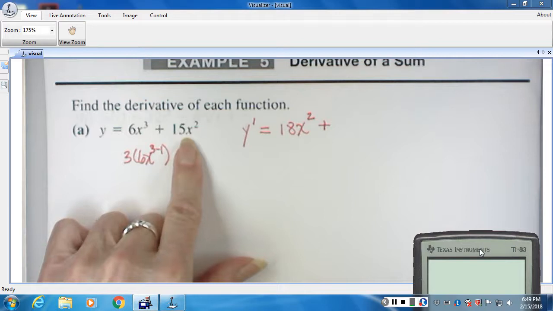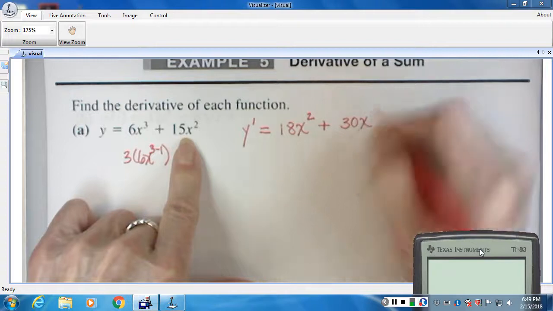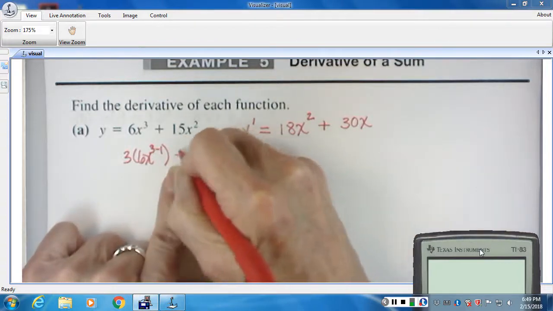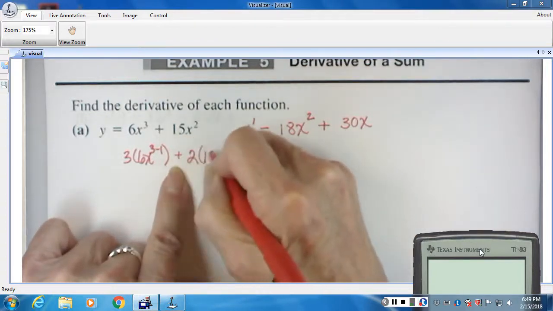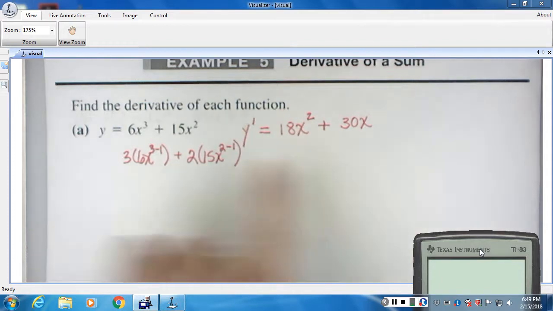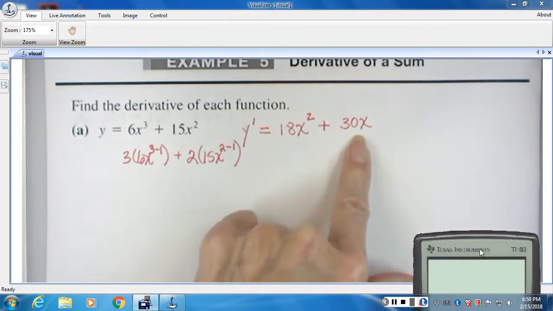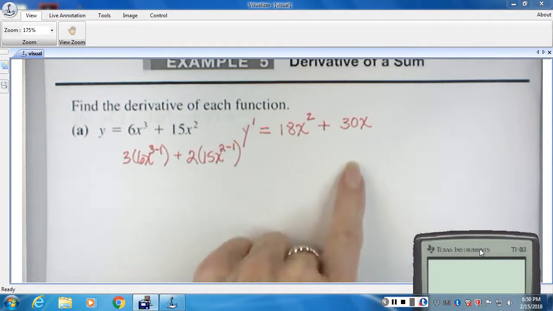What's the derivative of 15x squared? 30x. Bring the power down in front, times 15x, reduce the power by 1. 2 times 15 is 30, x to the 2 minus 1 is x, because it's x to the first. You don't have to do anything else to that. You're finished. Okay?